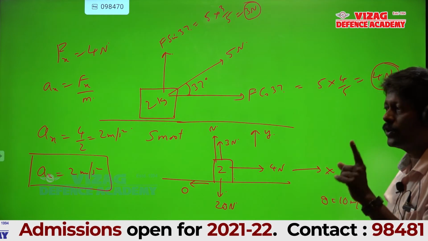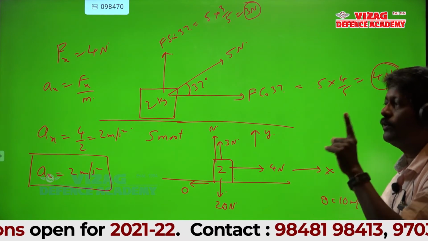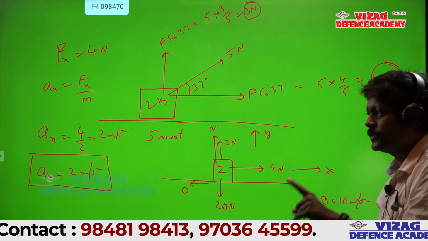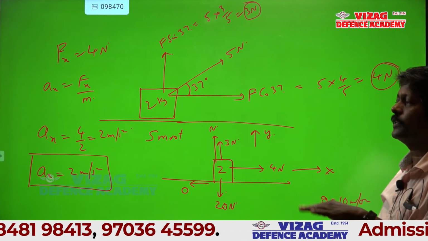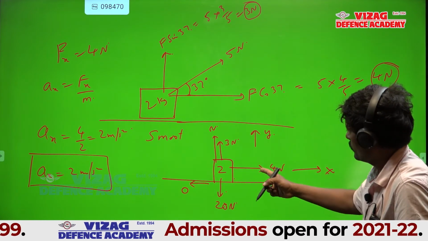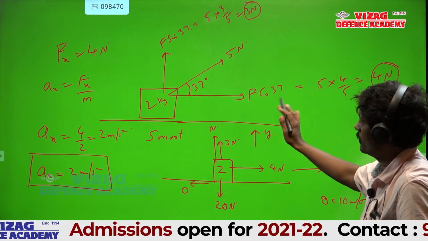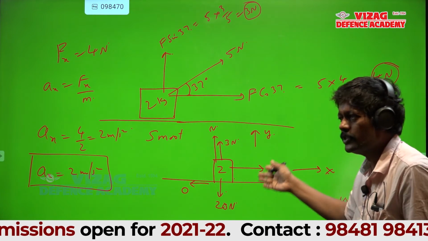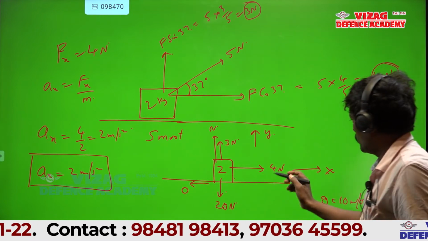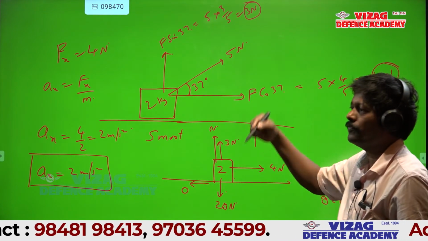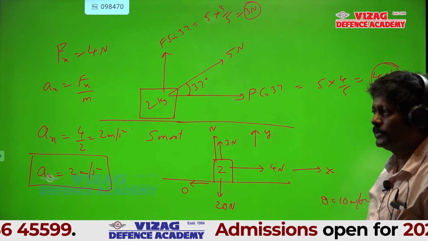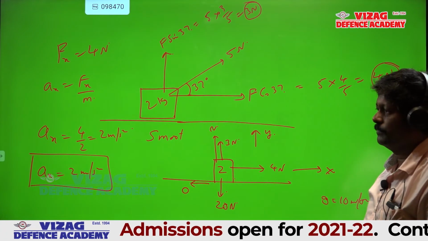Once you take the component, you have to forget the original force. If you take the original force, you have to forget the component. I have taken the component. Don't put 5 Newton again. You have to leave it, because these two are parts. 4 Newton and 3 Newton are parts of 5 Newton. Why would you take 5 Newton again? They are components of 5 Newton.